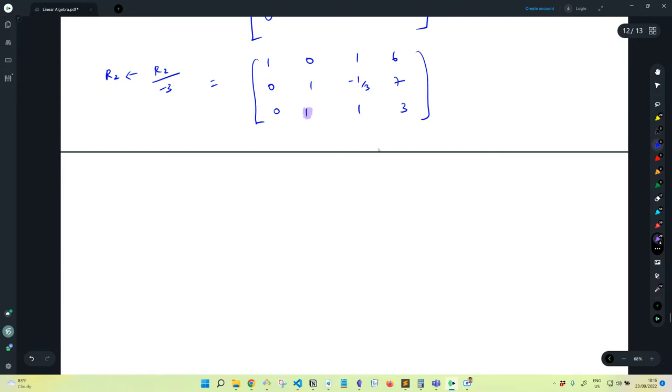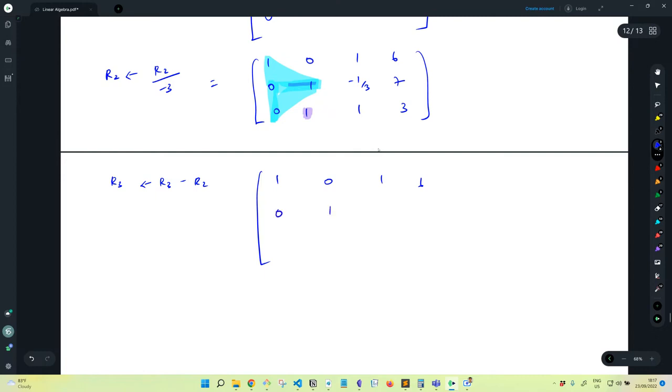Now I need to make this entry 0. What shall I do? Remember, when you make this entry 0, you should not affect any of the entries that you have adjusted. So let me take a different color. These entries should not be affected. Whatever operations you suggest, this entry also should not be affected. Now with this constraint, can you suggest an operation? R3 equals R3 minus R2. Yes, R3 equals R3 minus R2.